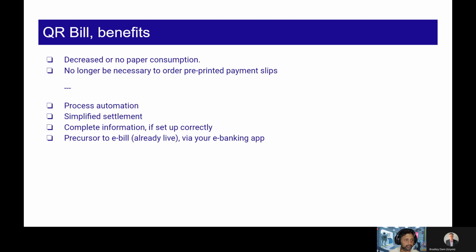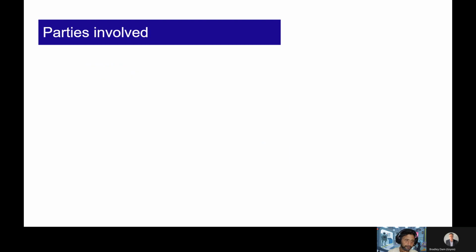And the other benefit is that people have to order these pre-printed payment slips, that's the orange slips. Now with the QR bill, or the QR code bill, it's no longer necessary because you can generate that bill yourself. It also helps in process automation and simplified settlements. The QR bill contains complete information, so the entire parts of the QR bill get encoded into the QR code. And this is the step before we go to full e-invoicing or e-bill. It's already live, but it's not fully adopted yet, but it's coming in the near future.